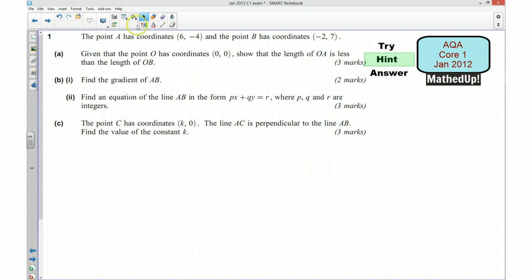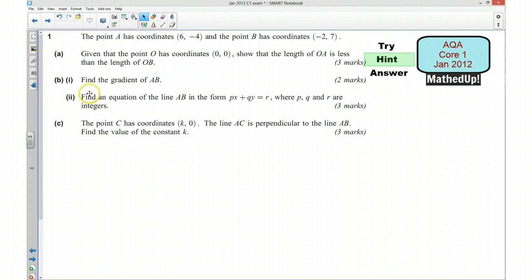So we've got the point A that's got coordinates 6, -4, and point B that has coordinates -2, 7. We're given that the point O has the coordinate 0, 0, so point O is the origin. We're going to show that the length OA is less than the length OB. So if you think about the distance from the origin to this point A, and how you can work that distance out, and also the distance from our origin to point B, what you want to do is compare those distances together.